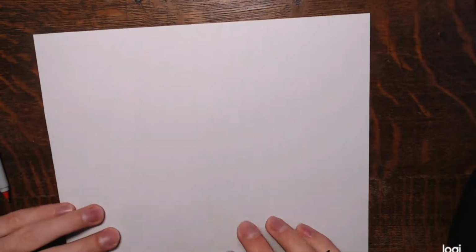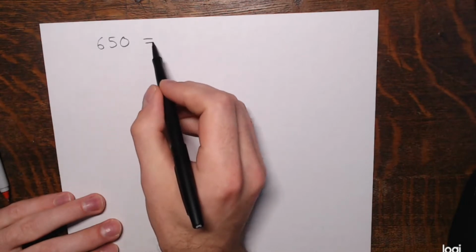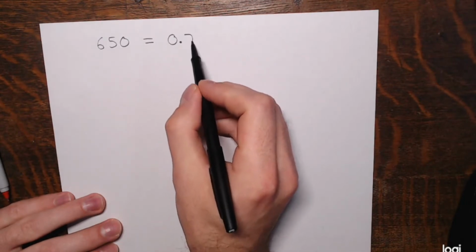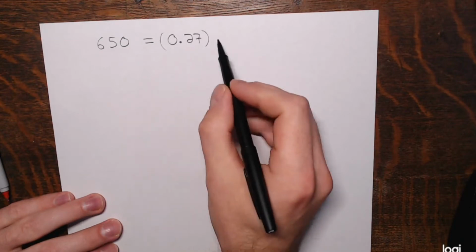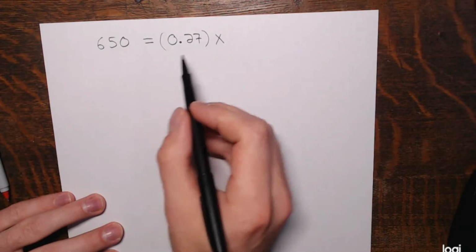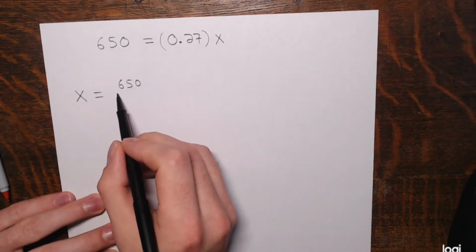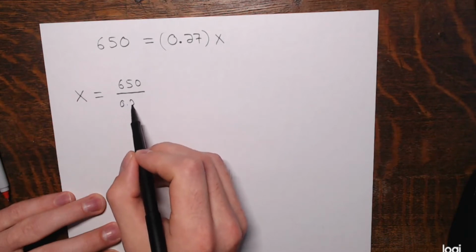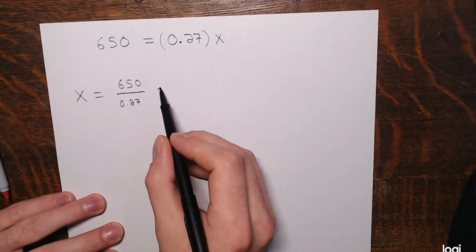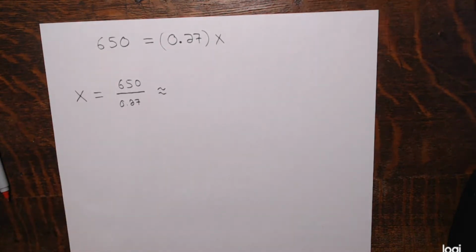So it's very similar to the previous problem. The 650 milligrams is 27%, so 0.27, times, again, I'll just say X is the recommended daily amount. So X is going to be 650 divided by 0.27. And remember, X is in milligrams, so I'm just going to round this to the nearest milligram, the nearest whole number. Again, off to the side, I've got a calculator on me.